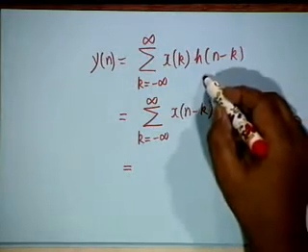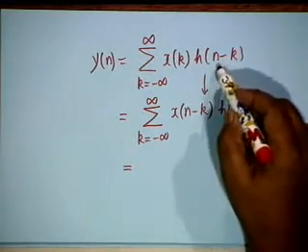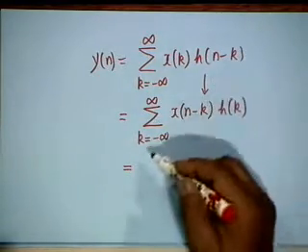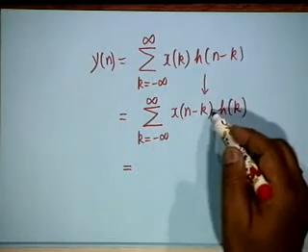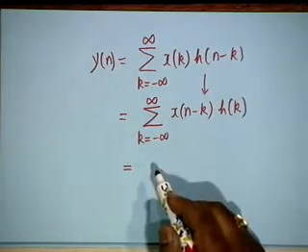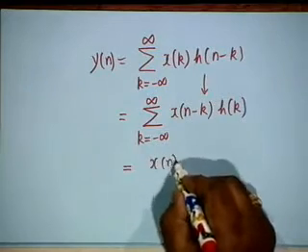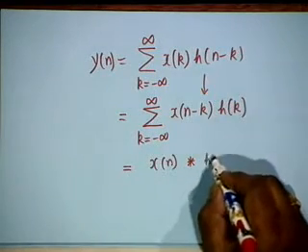how do you prove this step? Put n minus k equal to some other variable r, and then you can show, finally you bring back k. Okay? This can be very easily proved. This is denoted by x of n star h of n.